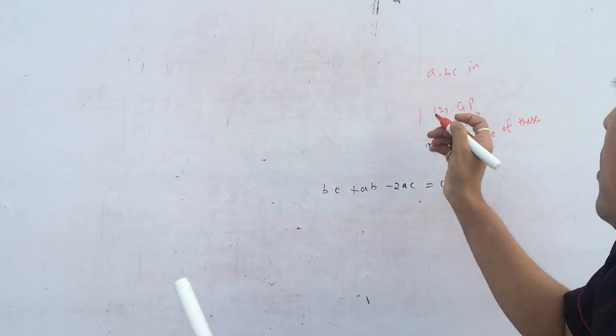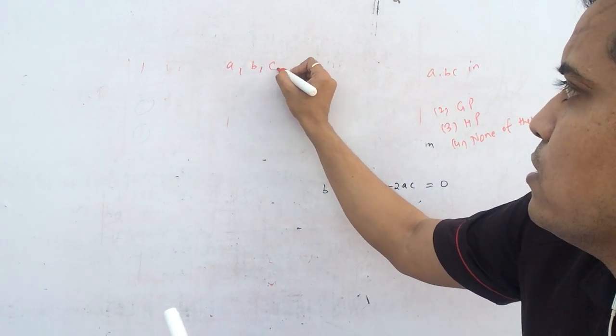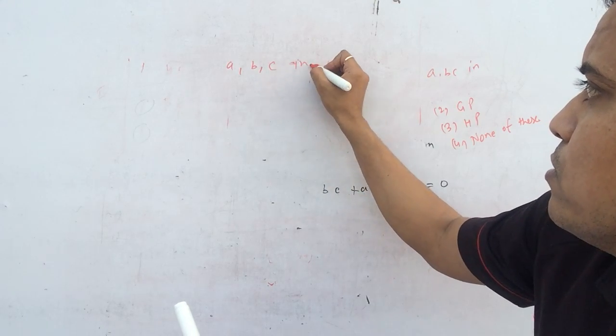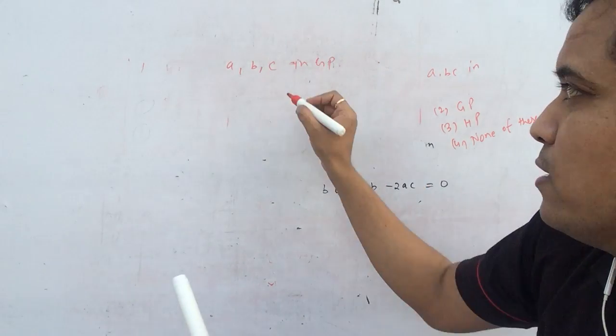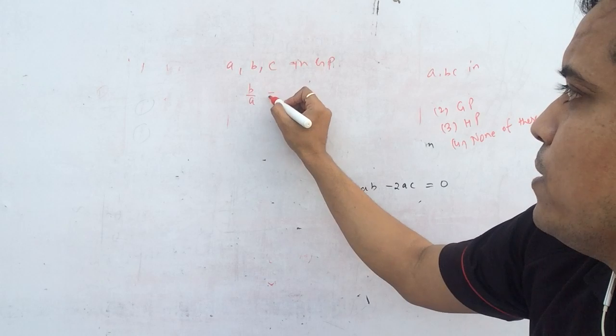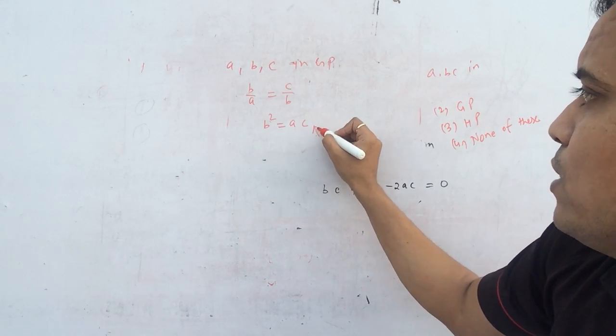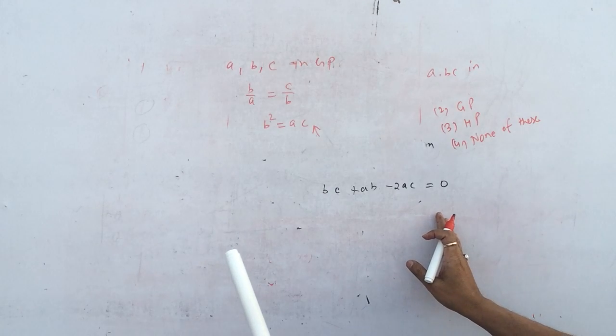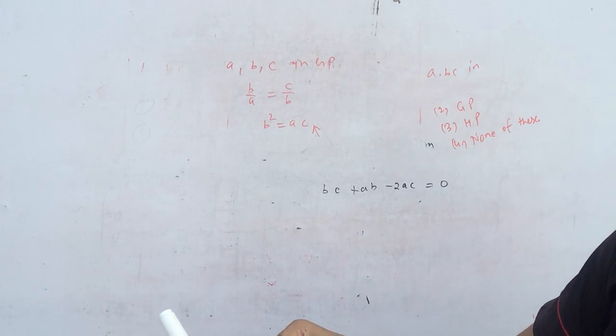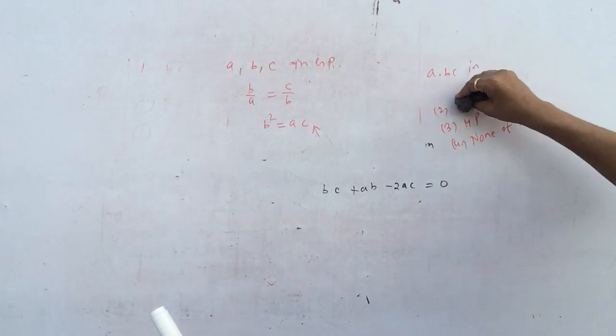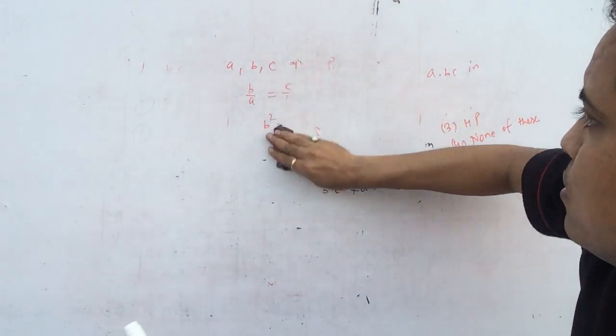Suppose a, b, c are in GP. In GP, the common ratio b upon a equals c upon b, which means b square equals ac. Do we have b square equals ac here? No. So this option would not be here.